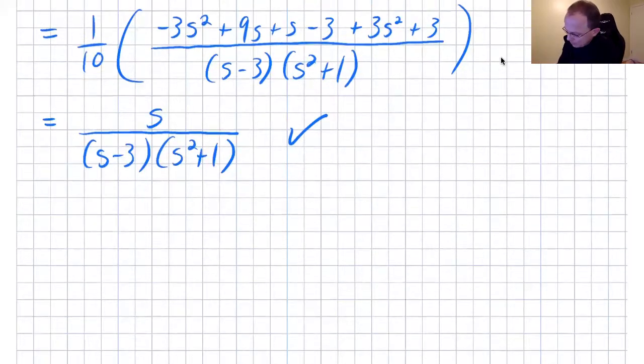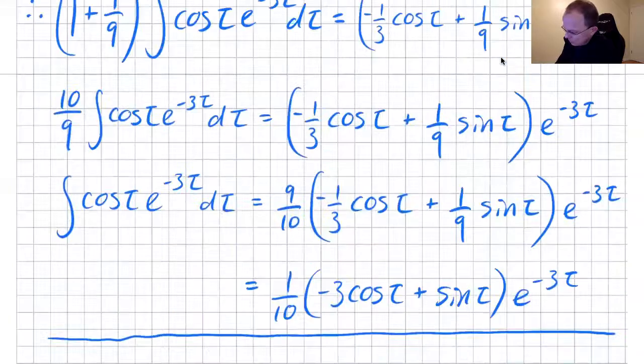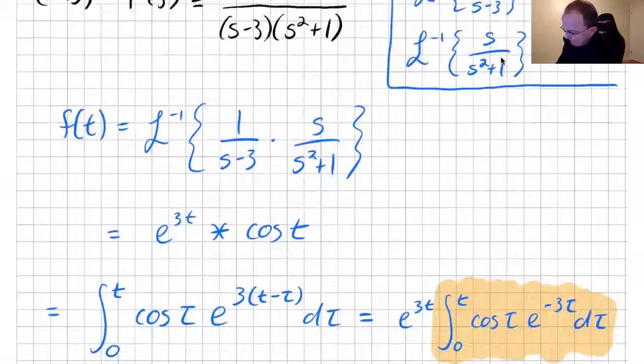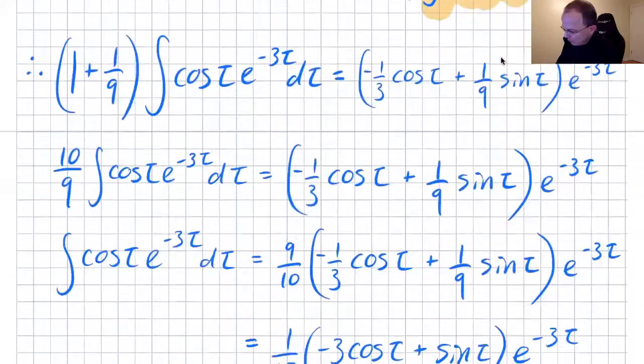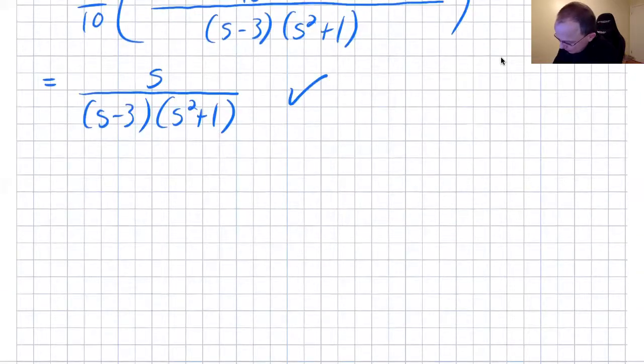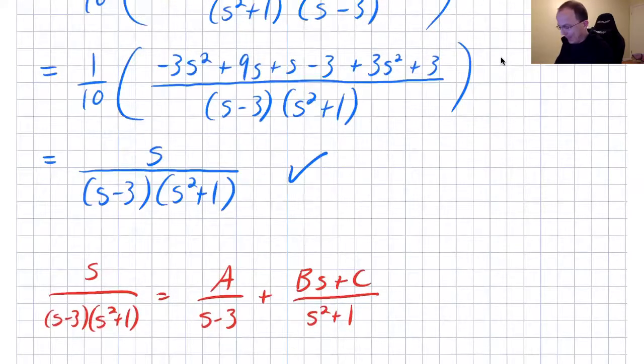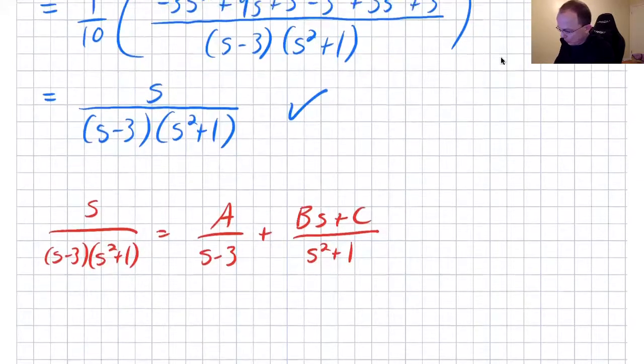And as I mentioned at the beginning, did I actually write out the partial fraction approach here? No. So if you wanted to do it with partial fractions, then you would have done the following: s over s minus 3 times s squared plus 1. You would have written that out as a over s minus 3 plus bs plus c over s squared plus 1. And what would have happened?